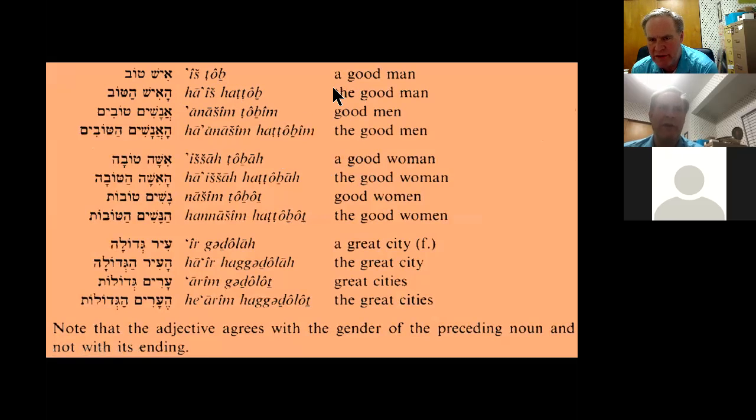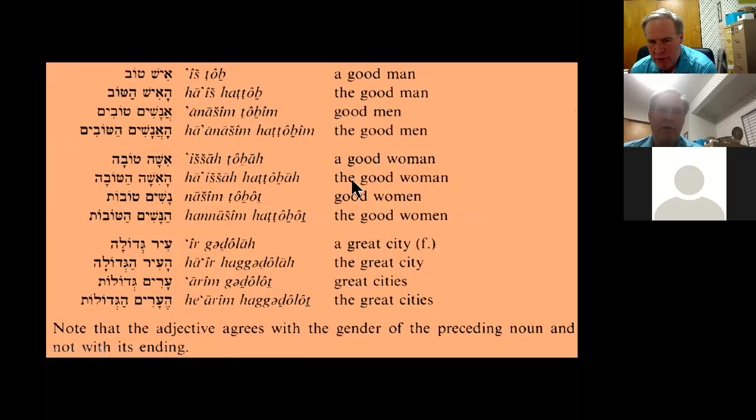Ha-ish ha-tov is the good man. Anashim tovim is good men. Ha-anashim ha-tovim is the good men. Well, what about the ladies? So isha would be singular feminine, and tova would be singular feminine. So this would be good woman, a good woman.